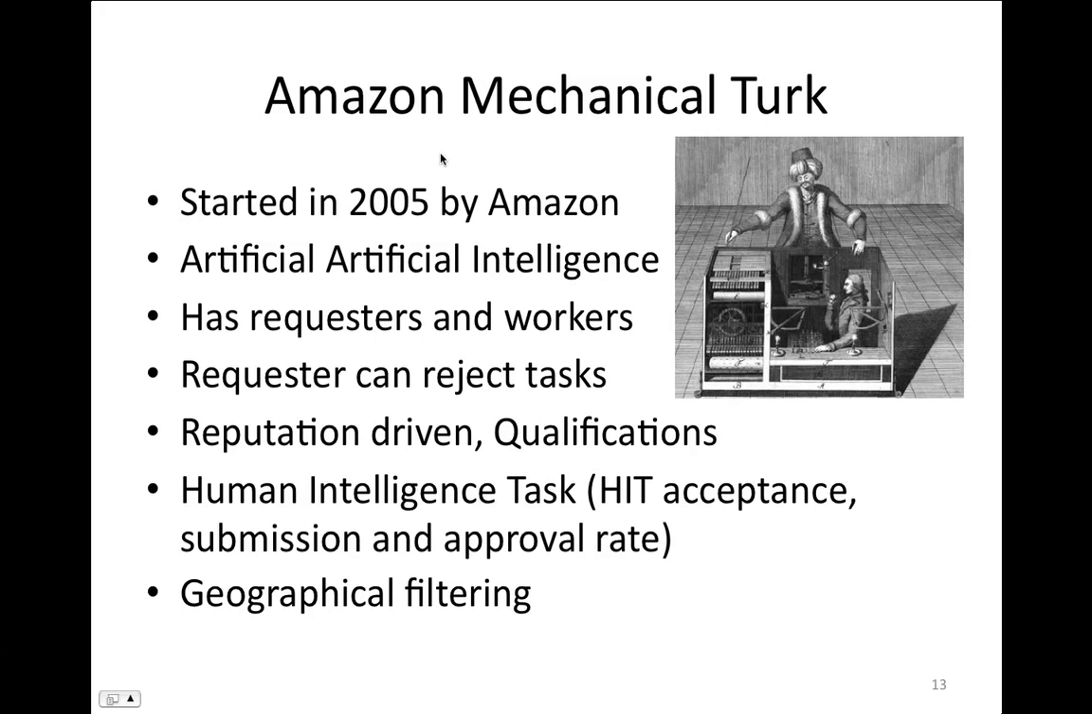a machine, but in reality there was a short person inside the box who was playing chess. So it was artificial intelligence. And Amazon Mechanical Turk is the same thing. When you as a requester go to the system, you see it as a system that solves your problems, but there are actually humans sitting in the system. So that's why it's called Mechanical Turk.